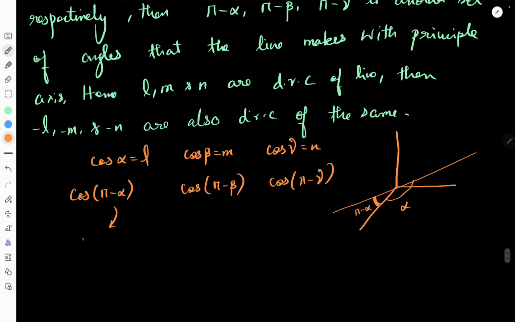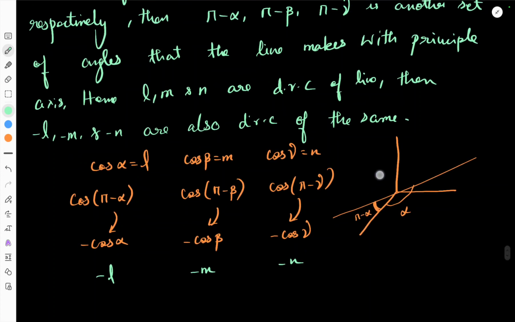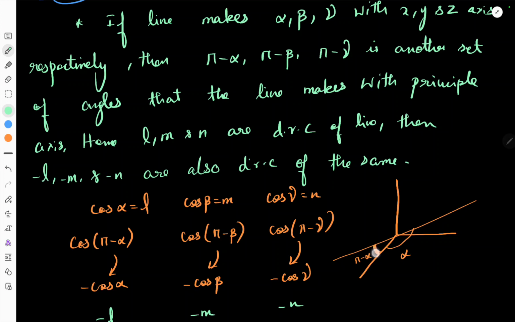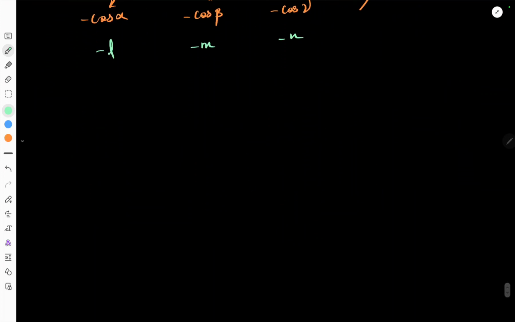So from here cos of pi minus alpha will be equal to minus cos alpha, because cos of pi minus theta is in the second quadrant. In the second quadrant the sign of cos is negative. So here cos of pi minus beta will be minus cos beta, and here cos of pi minus gamma will be equal to minus cos gamma. So this is nothing but minus L, this is minus m, and this is minus n. So whenever they are asking the directional cosines for a line, then L, m and n are directional cosines, as well as the negatives minus L, minus m and minus n, because it makes two angles, one is alpha and the other one is pi minus alpha. So next we will see what are directional ratios of a line.